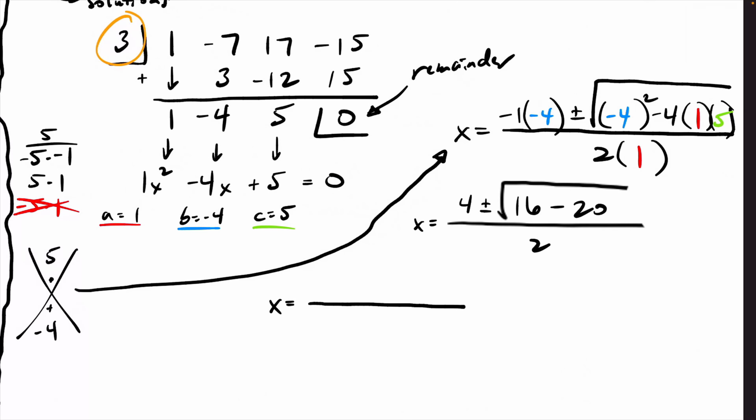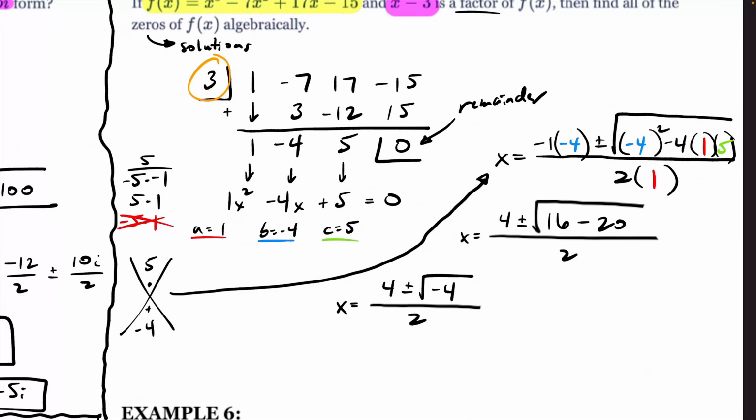Okay. Next thing, subtraction. After multiplication, we do subtraction. 16 minus 20 is not 4, it's negative 4. What's the square root of negative 4? Not 2. Square root of positive 4 is 2. What's the square root of negative 4? 2i, right? It's imaginary.